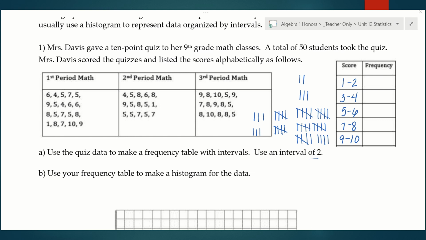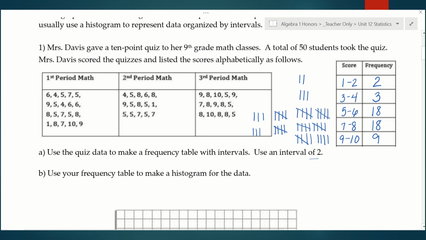So now that I've recorded using tallies where all those scores fall, I can see that there are 2 scores that fall in the interval 1 to 2. There are 3 scores that fall in the interval 3 to 4. There are 18 in the interval 5 to 6, 18 again in 7 to 8, and 9 in 9 to 10.